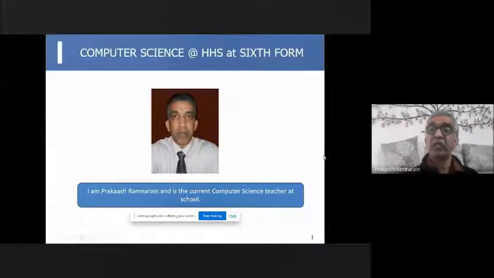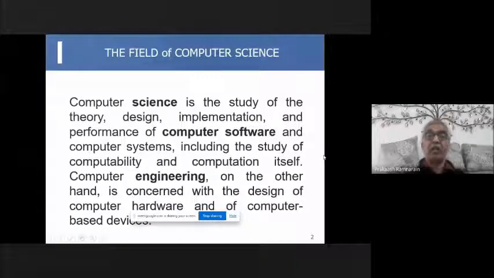Basically, the course is designed as a linear module. It's no more an AS and an A2 course, and as such, students will only sit one examination at the end of Year 13. There are basically two papers involved, and I will talk more about that later on.